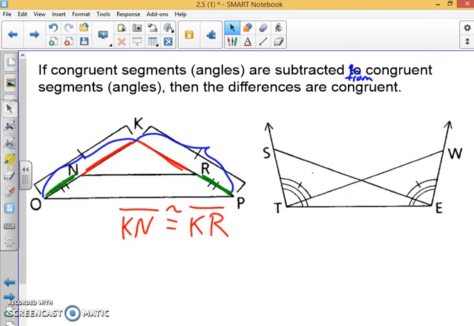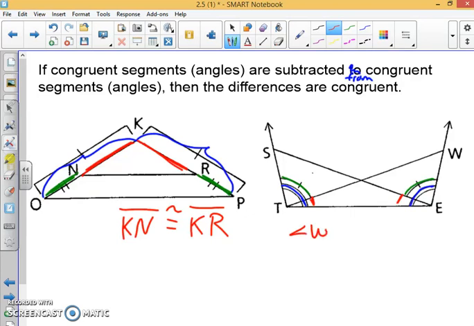Let's take a look at it with angles. We have that the blue angles are congruent. We have that the green angles are congruent. If you take the blue angle and subtract the green angles, you are left with these little red angles, and our conclusion is that those red angles are congruent. So we can conclude that angle WTE is congruent to angle SET.